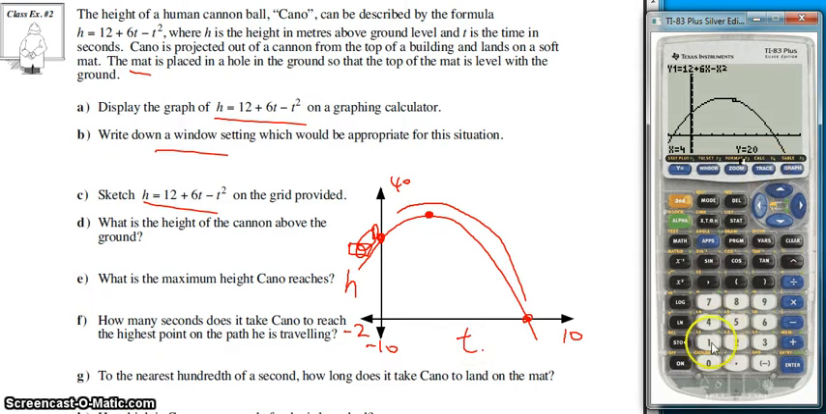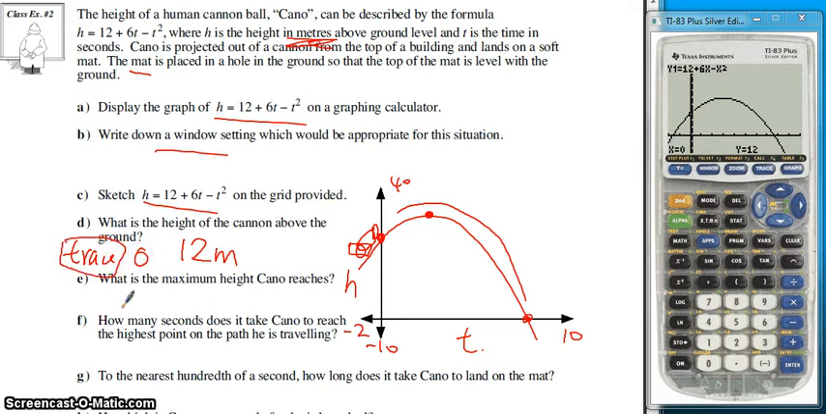So trace 0. Now you should know how to find the y-intercept. It's 12. So initially, it's 12. What's the units? Minutes? Meters. 12 meters above the ground. Okay, so that's trace 0.